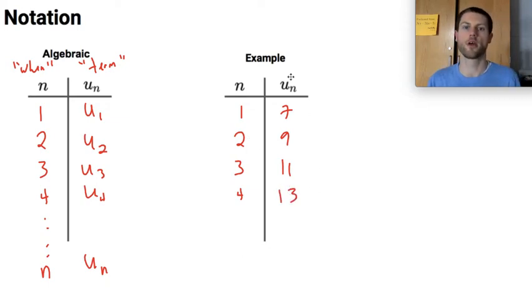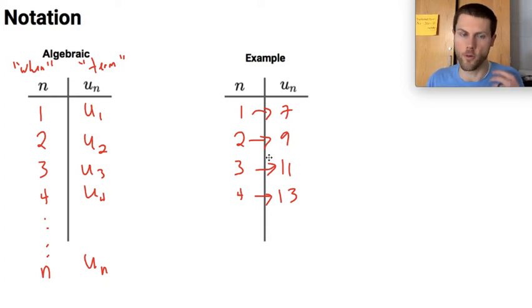This is just some random sequence that I've come up with, but there is a first term which is associated with 7, a second term which is associated with 9, a third term which is associated with 11, and a fourth term which is associated with 13. So we're throwing all this language around, and hopefully it'll start to stick as we see some more examples.